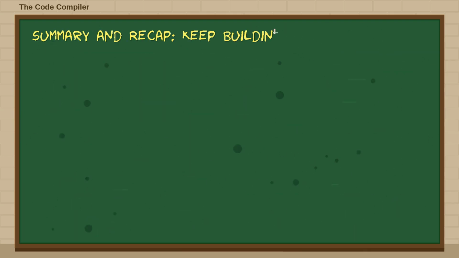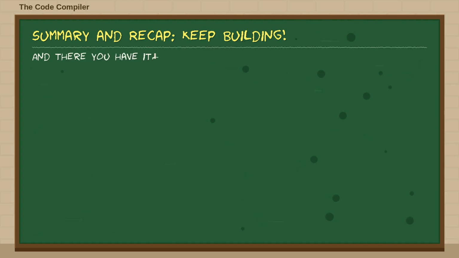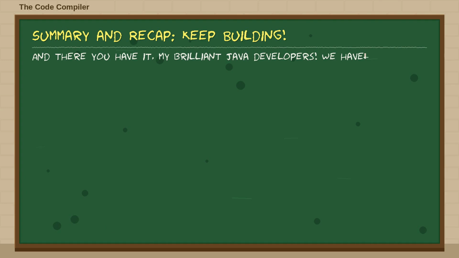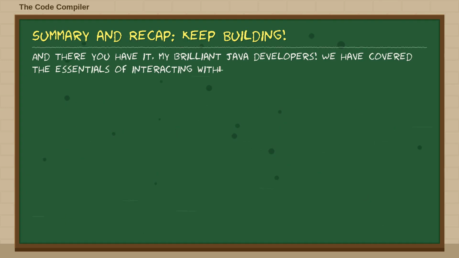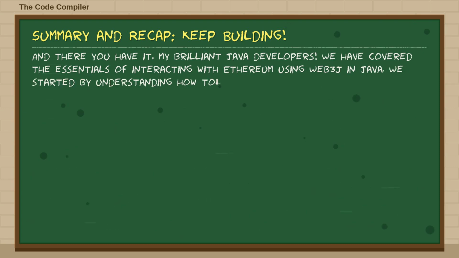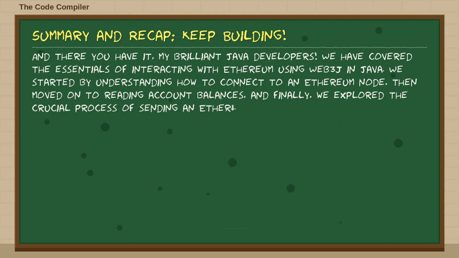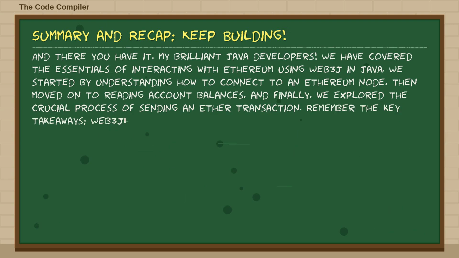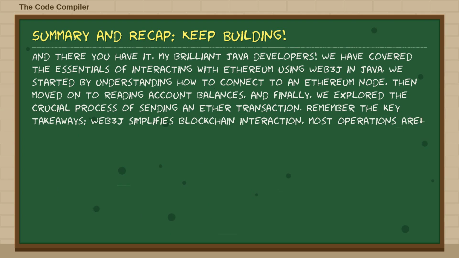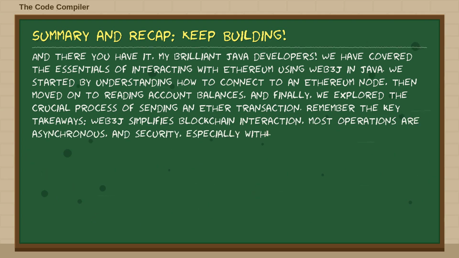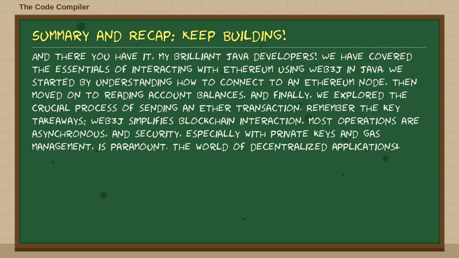And there you have it, my brilliant Java developers. We have covered the essentials of interacting with Ethereum using Web3j in Java. We started by understanding how to connect to an Ethereum node, then moved on to reading account balances, and finally, we explored the crucial process of sending an Ether transaction. Remember the key takeaways. Web3j simplifies blockchain interaction. Most operations are asynchronous, and security, especially with private keys and gas management, is paramount.